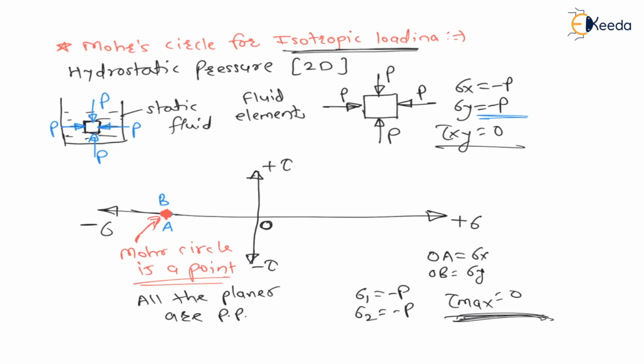In the next lecture we will see one more special case of Mohr circle, that is, the Mohr circle for beams or shafts, or the Mohr circle for a component subjected to combined bending and twisting moment.